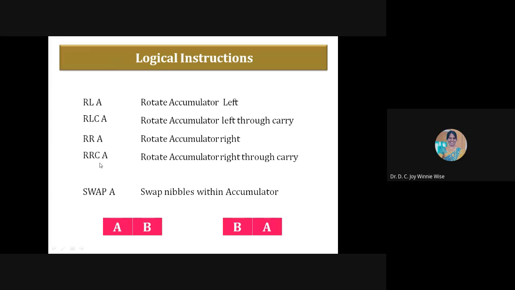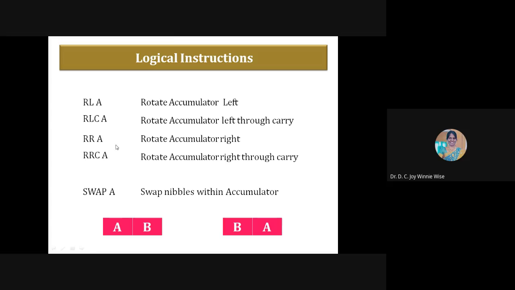Suppose if you want to rotate the content that is available in R2 register, the content of R2 must be transferred to accumulator and then we can use this rotate instruction. Everywhere, whatever we have in 8086 also, we have to do that. Because whenever we want to rotate some data, that data must be in accumulator.